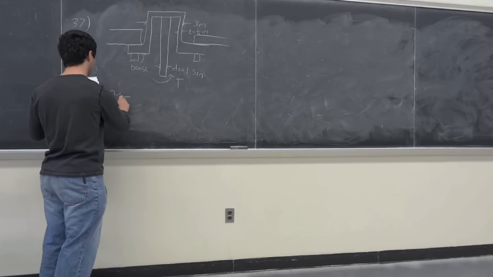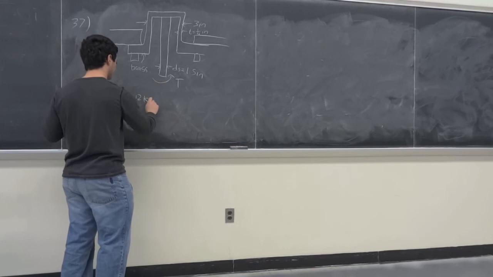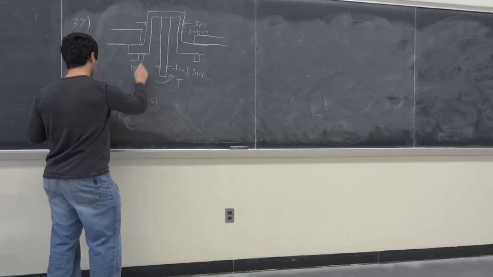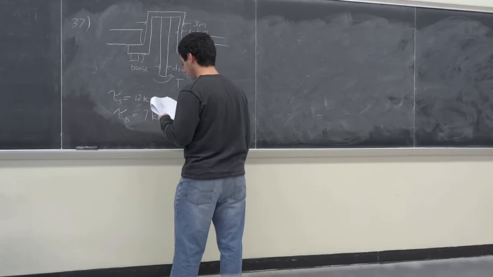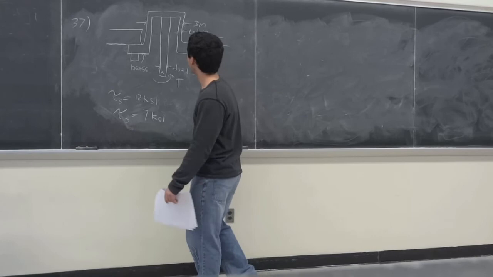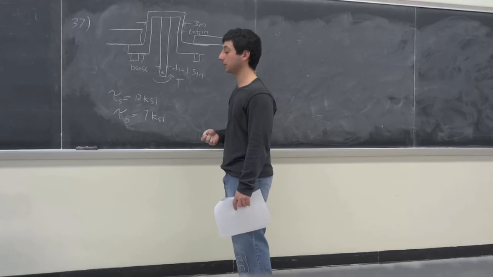This is a steel rod, so they give you that as 12 psi, and they give you the shear stress for the bronze. This is the bronze over here, so this is 7 psi, and they want you to determine the largest torque at A. Where's A in this problem? Oh, it's A. Okay. You know the shear stress from torsion is the torque times the radius over J. J is the polar moment of inertia.